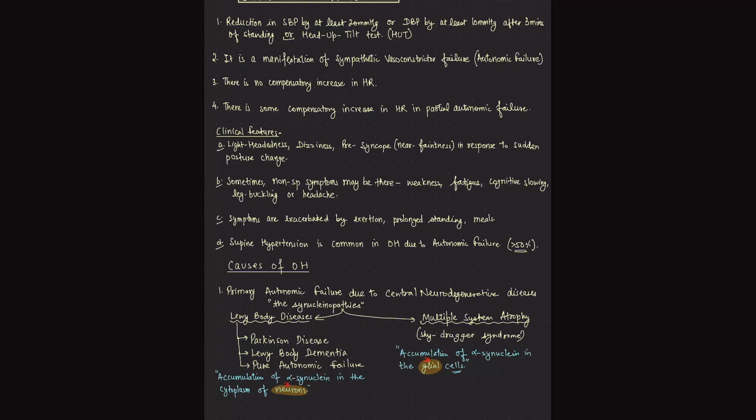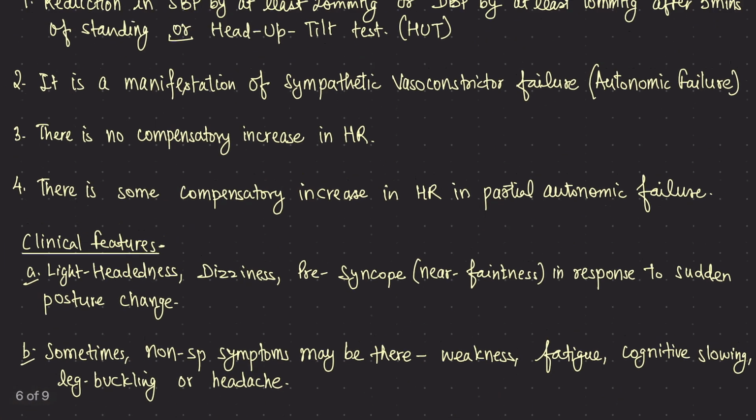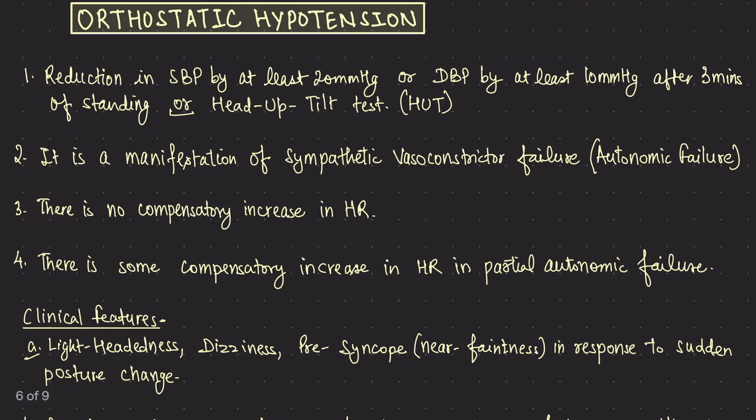In this video, we will be discussing orthostatic hypotension, which is a cause of syncope. We are basically studying syncope, and this is the third video in this series. The first video was about the definition, epidemiology and pathophysiology of syncope. The second video was the first category of syncope, that is vasovagal syncope. This is the second category of syncope, that is orthostatic hypotension.